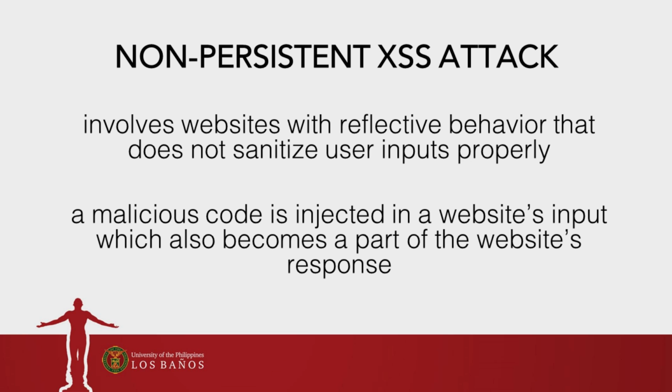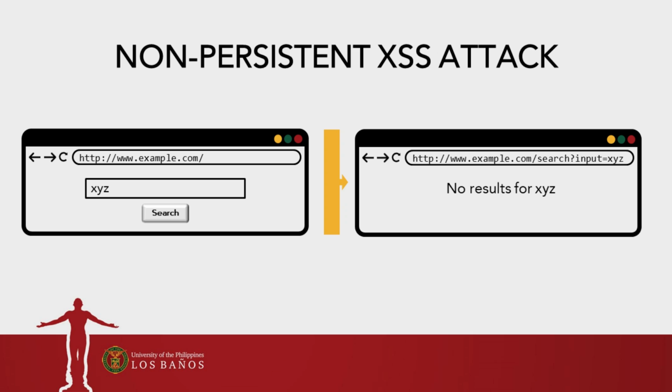The non-persistent or reflected attack involves websites with reflective behavior that does not sanitize user inputs properly. For instance, when a JavaScript code or a malicious code is injected in a website's input, that becomes a part of the website's response. Let's say example.com is a website that accepts user input for searching. When we type an input, for example XYZ, and we click the search button, the website responds with the message "No results for XYZ." If you notice, the user input is reflected in the website's response. Also, assuming that the website uses the GET request, the user input will also be included in the URL.